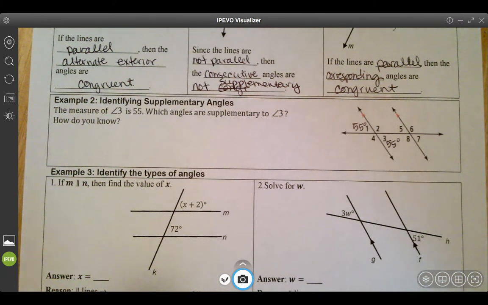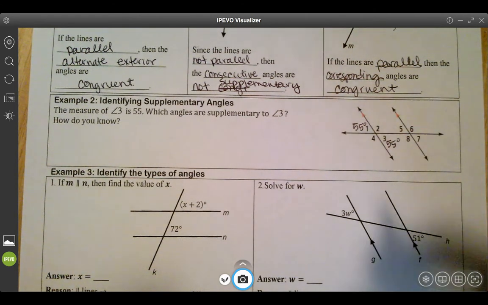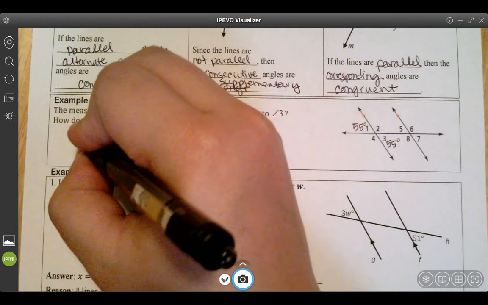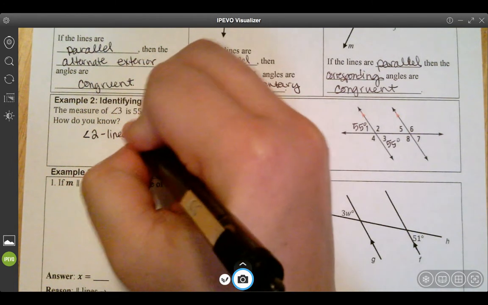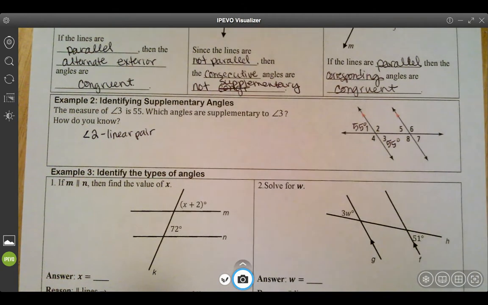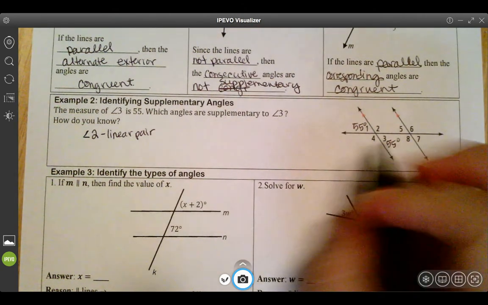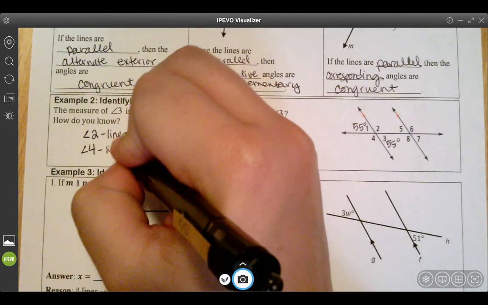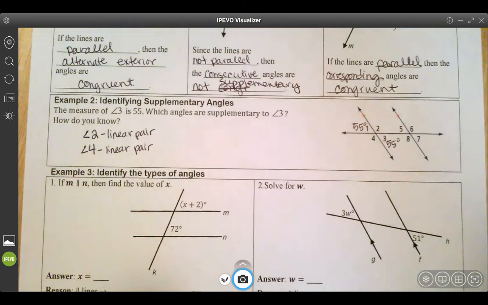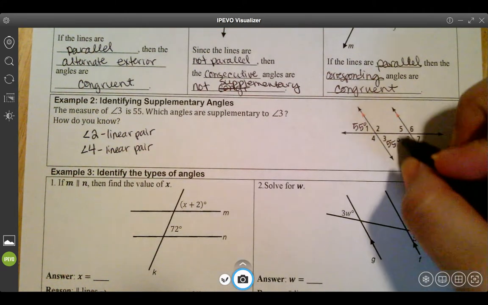So which angles are supplementary? Well, 2 and 3 make a linear pair. That means that angle 2 and 3 are supplementary. So angle 2 by linear pair. What other angles are supplementary? Angle 4 also makes a linear pair. So angle 4 is also supplementary by linear pair.